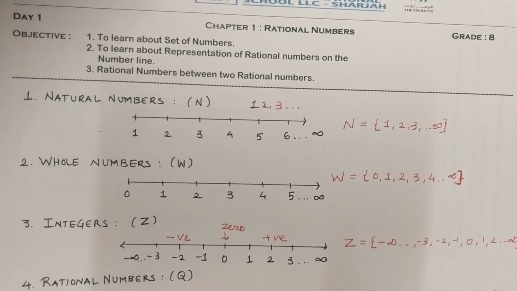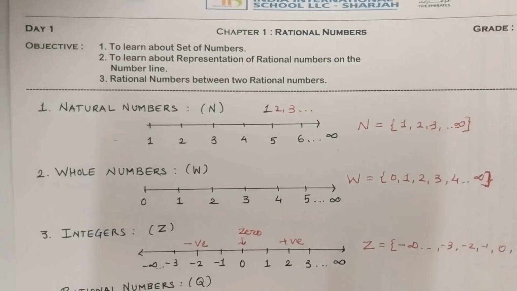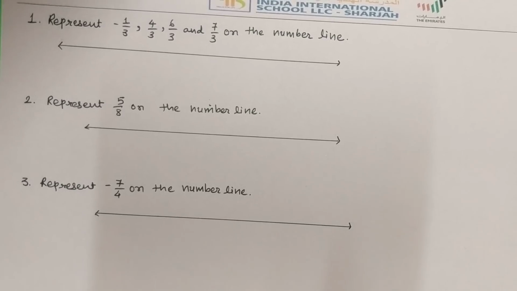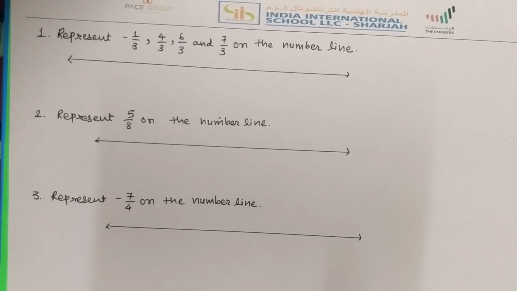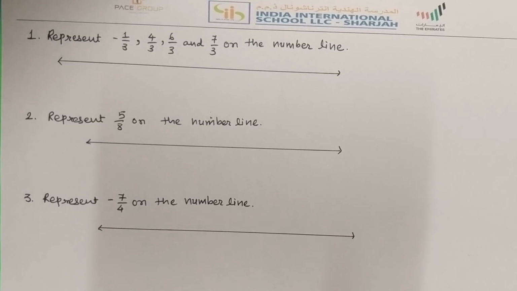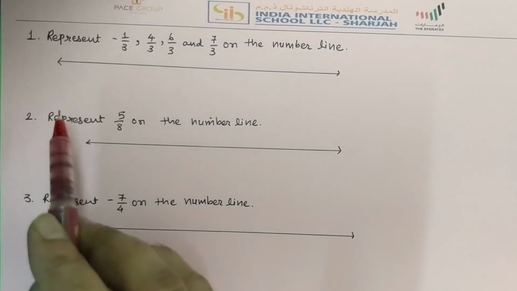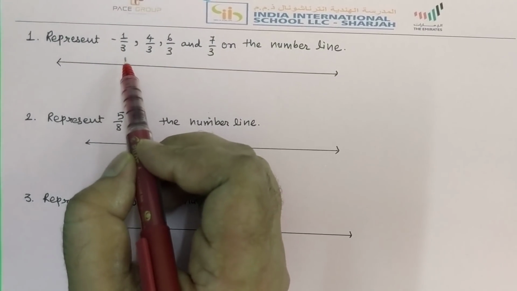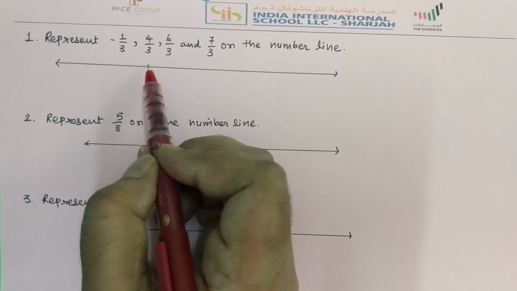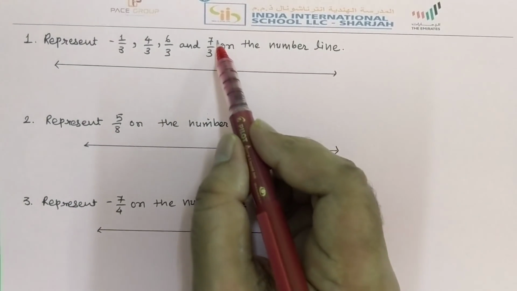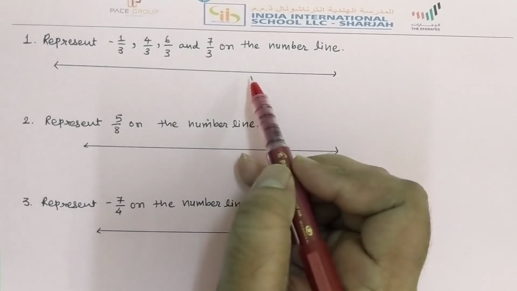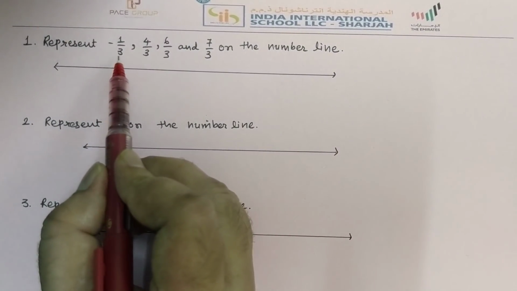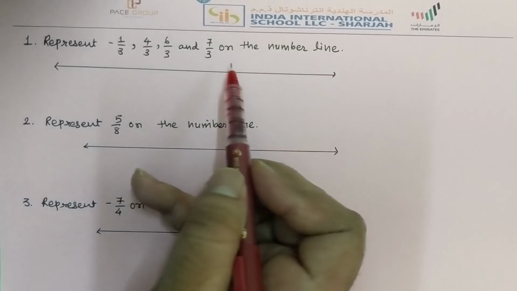Our next objective is to represent the numbers on the number line. Here we have to represent minus 1 by 3, 4 by 3, 6 by 3, and 7 by 3 on the number line. If you note, we have negative numbers and positive numbers also.